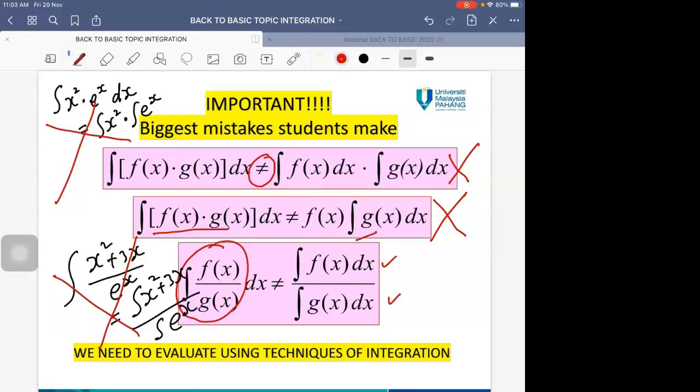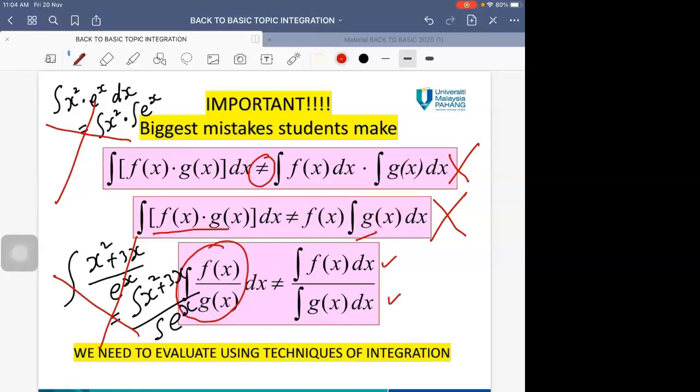Okay, when you have x square multiplied with exponent x and you want to differentiate, you use the product rule. Same like integration, when we have multiplication, we have a technique of integration. In differentiation, if you have exponent divided by x square, for example, you can use the quotient rule. You have a rule, the quotient rule.